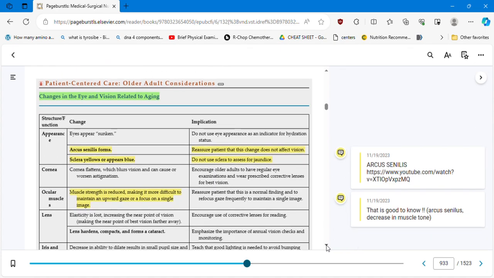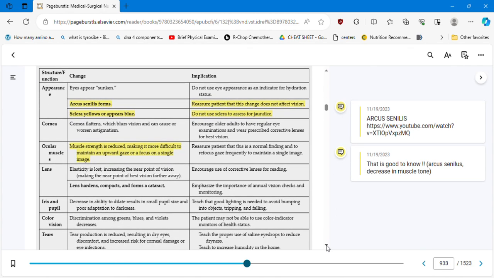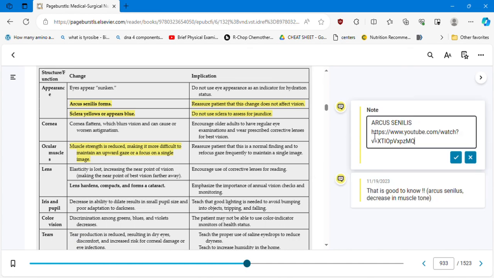So here we have patient-centered care, older adult considerations, changes in the eye and vision related to aging. Most of them are very important, but the ones that I want you to remember are the ones that are highlighted, okay? Let's first check the video for arcus senilis.